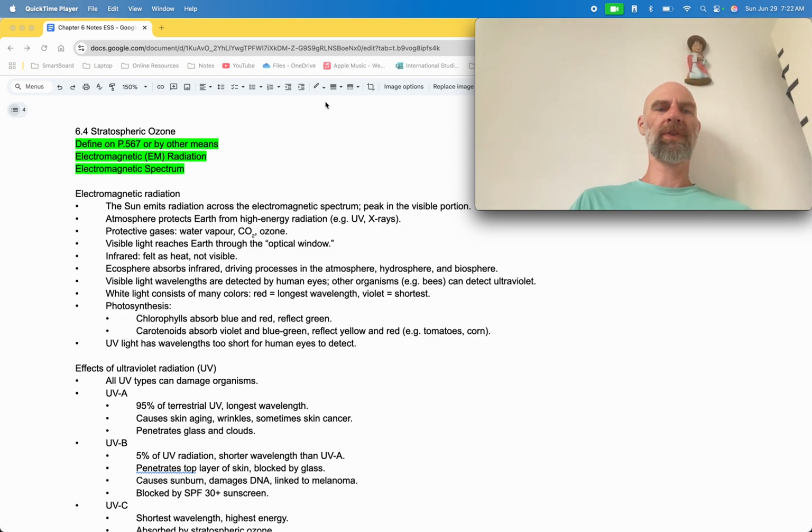So the ecosphere absorbs infrared, driving processes in the atmosphere, hydrosphere, and biosphere. So that's really kind of what warms the planet up. Greenhouse gases do trap that heat. That's one of the things that makes this planet very livable for us.